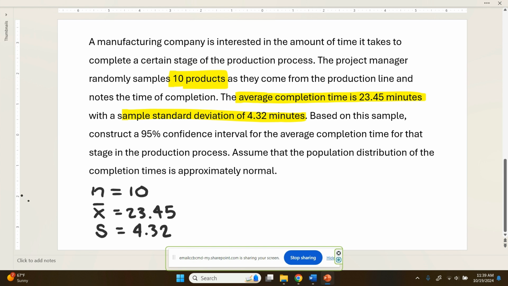We also got the little blessing at the end that we can consider the population to be approximately normal. So all of that together means that I'm going to use the t distribution. The lack of a population standard deviation and the small sample size as well means I'm going to use the t distribution to accomplish this. So let's head over.